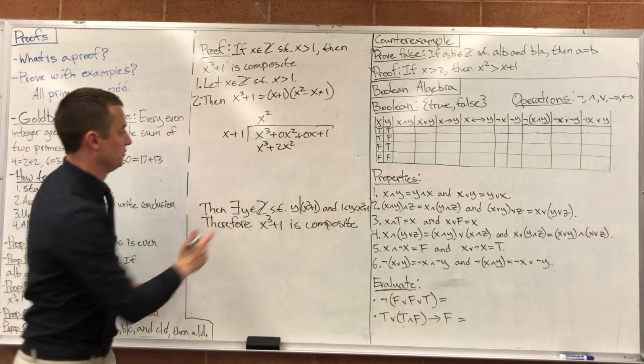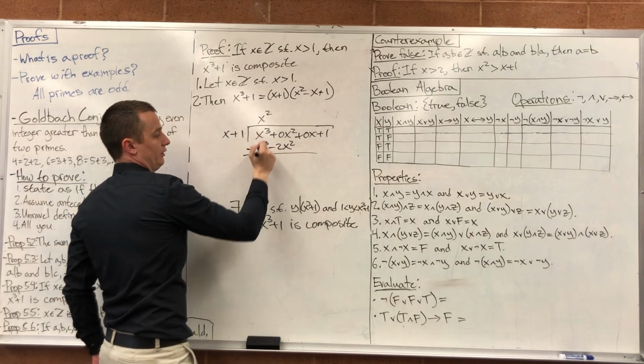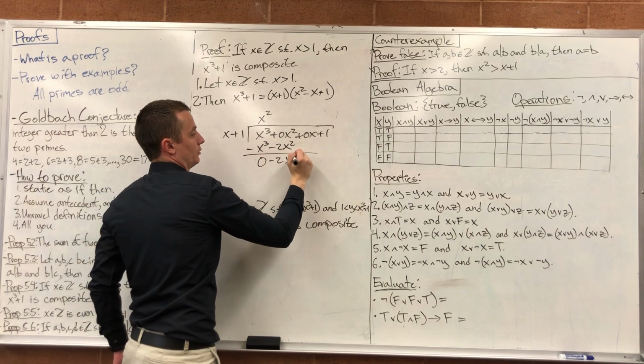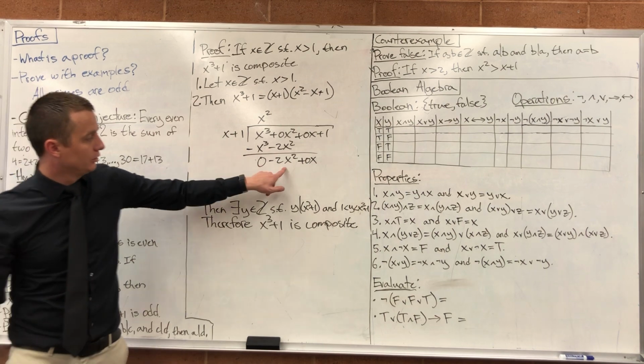Now we're going to subtract this from this, so that becomes negative, that becomes negative. Put the line here, x cubed minus x, that's 0 minus 2x squared. Bring down your next term. Okay, how many times does x go into minus 2x squared?